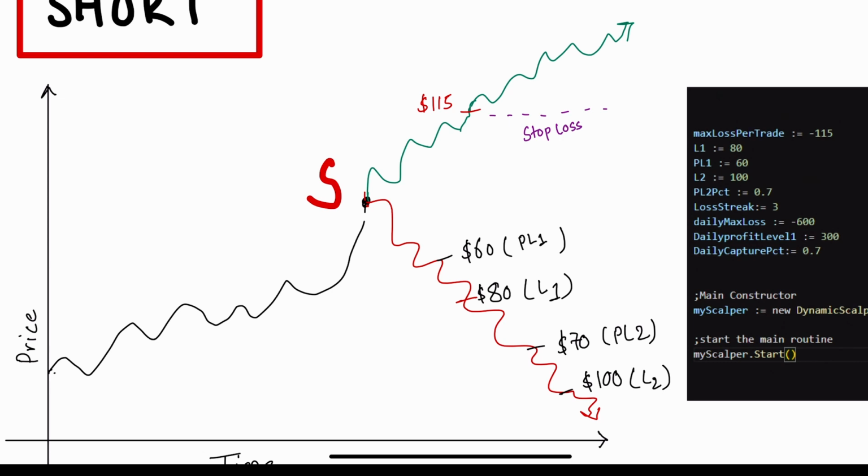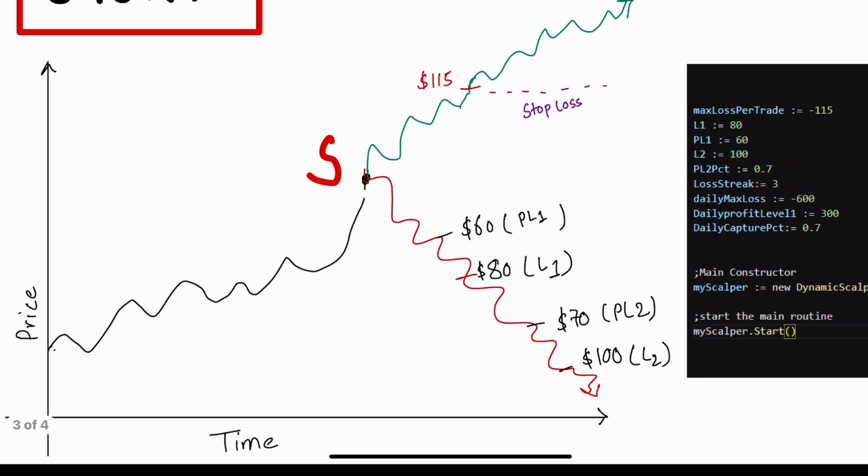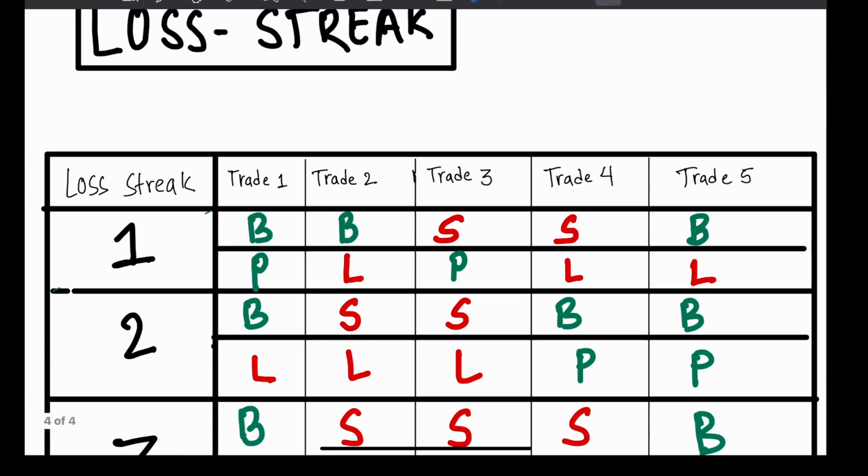So we talked about max loss per trade, L1, PL1, L2, and percentage-wise. Let's look at this loss streak. Loss streak is something where we want to reverse the position. That means, let's say we are continuously buying with the Nightshark, then loss streak would be the condition that will enable Nightshark to reverse the position. That means we're going to start shorting it. And the number 3 that you see here, I'm going to explain with the table.